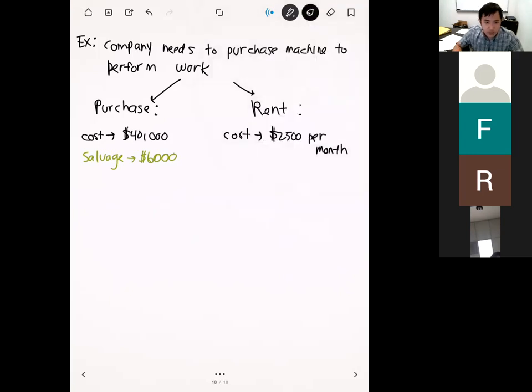This company knows that no matter which option they choose, they only plan on using the machine for 2 years.